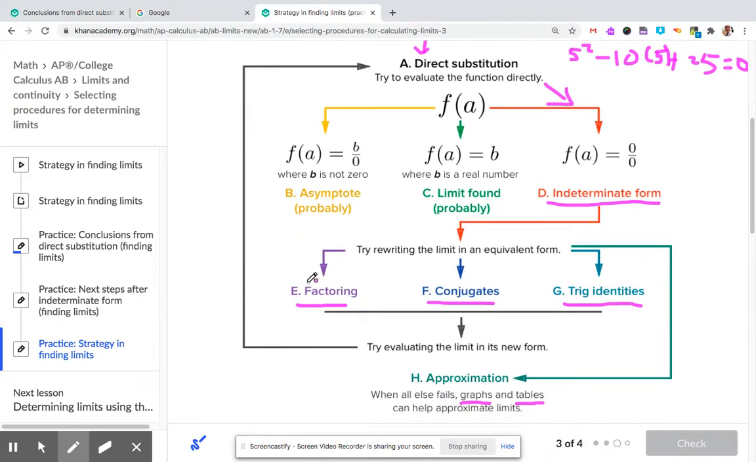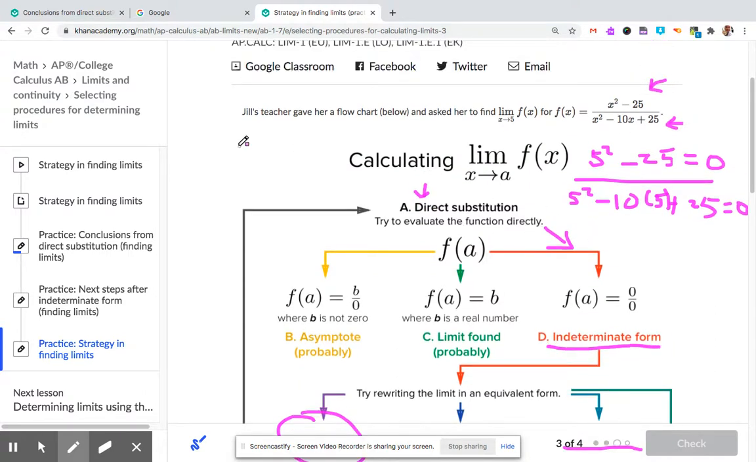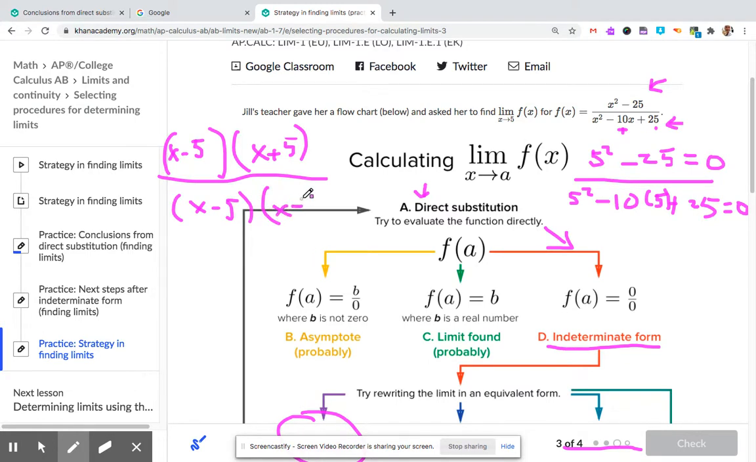Then what would we do? Then we would try to factor it. So let's go ahead and factor it. That would be x minus 5 times x plus 5 on the top, difference of perfect squares. On the bottom, what two numbers multiply to be positive 25 and add to be negative 10? x minus 5 times x minus 5. And we got the x minus 5s that cancel. Our issue is now canceled out. Plugging in 5.